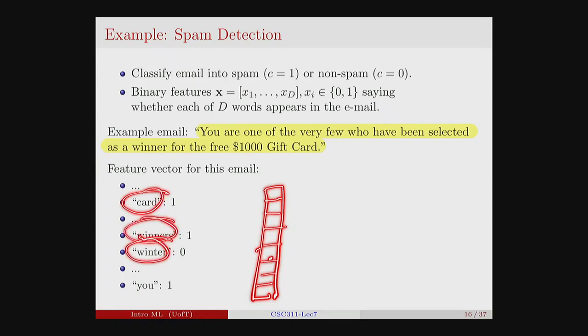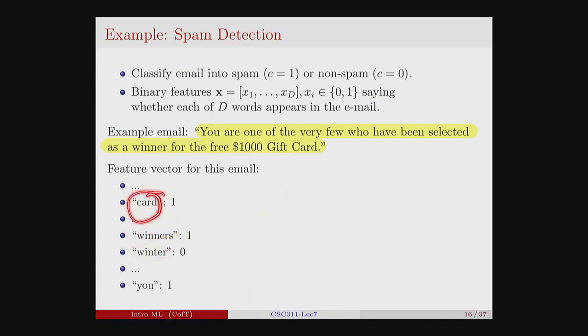Essentially, this feature vector is going to have a bunch of ones and zeros. If the word occurs in the email, you put a 1 in the corresponding location for that feature in the vector. So if card appears in the email, which it does in this example, you put a 1 in that location. Winner appears, so you put a 1 there. Winter does not appear, so you'll have a 0 in that location. That's how you take this data, which is a sentence, and convert it into a binary feature vector.